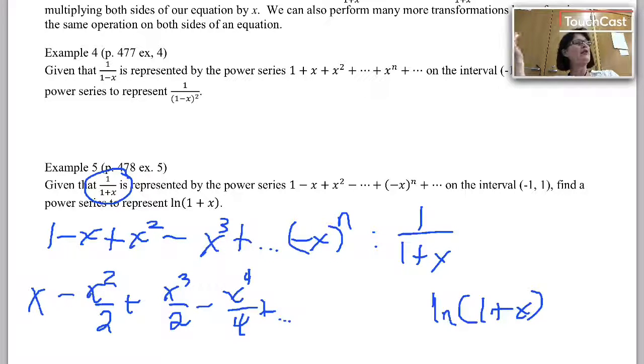Here's the tricky part. Can you write the nth term? Do you get what the pattern is? If we're integrating a polynomial expression, what am I going to do? I'm going to increase the exponent by 1. So it's going to be negative x raised to the new exponent, n plus 1, divided by the new exponent. That's my expression. It's a power series that is equal to the natural log of 1 plus x.